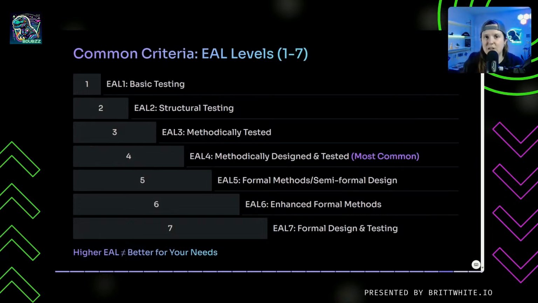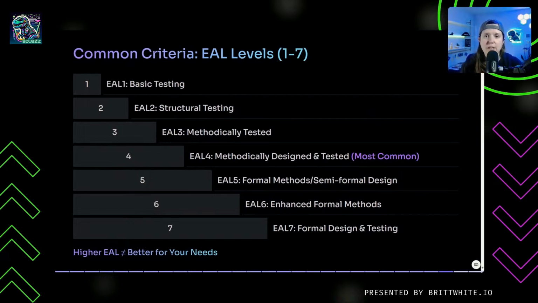EAL 7 is the top tier. We're talking formal mathematical proofs and extremely rigorous testing. This level is usually reserved for systems handling really sensitive stuff, like national security or critical infrastructure.